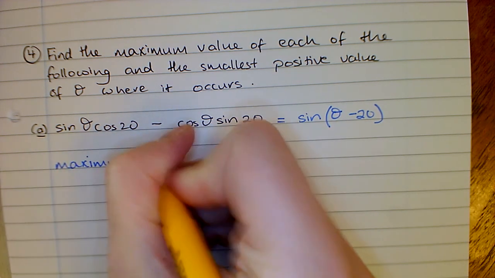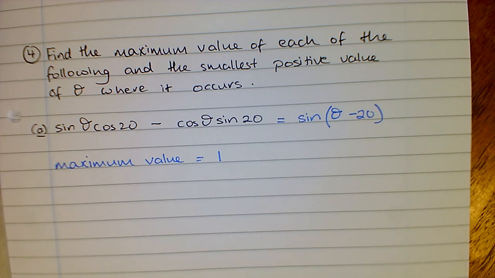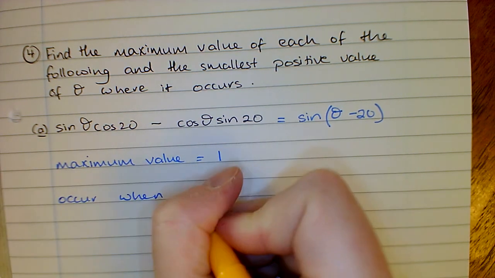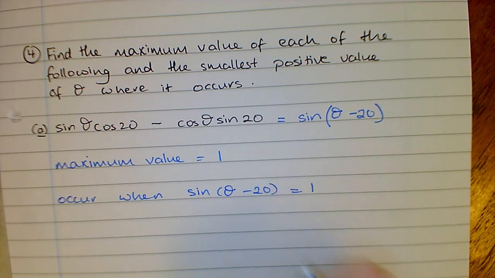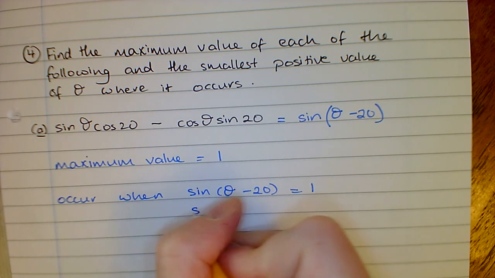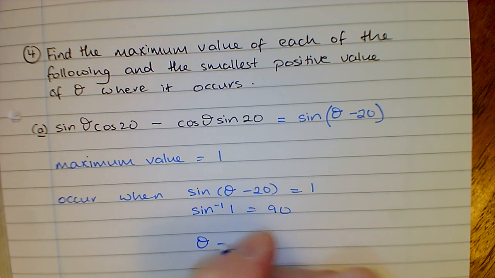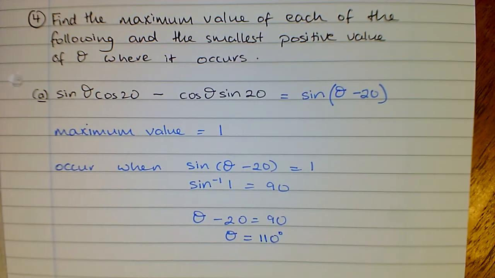So the maximum value of the sine of anything is going to be 1, and that's going to occur when this equals 1. Okay, so inverse sine of 1 is 90. So a value of 110 for theta is where this is going to occur.